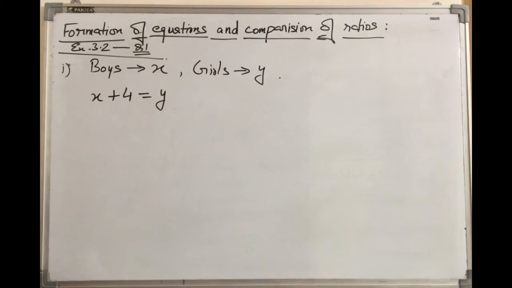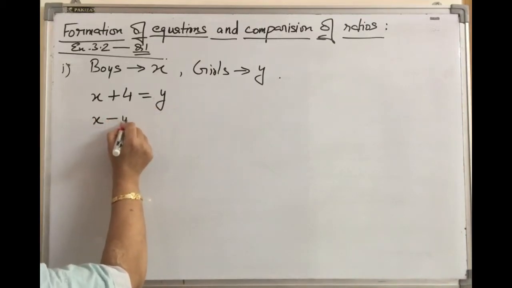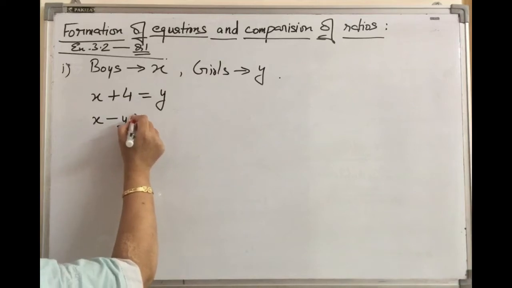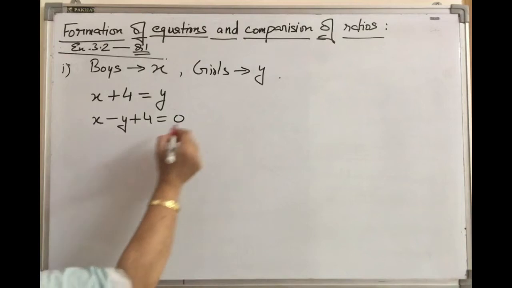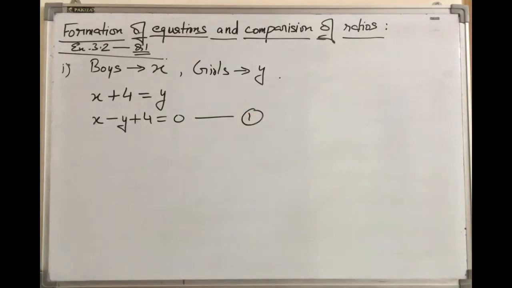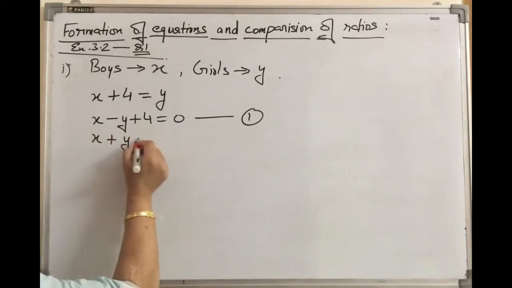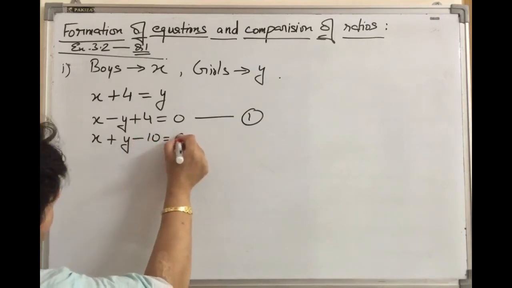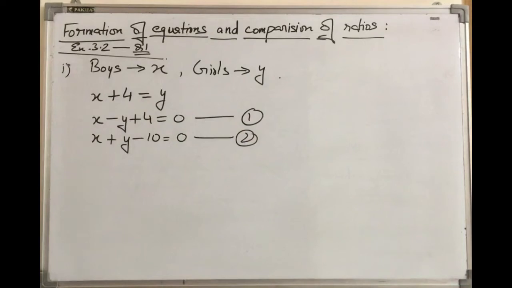So this is your first equation. Now if you rearrange the terms and bring the y term to the left, x minus y plus 4 equal to 0. This is your equation number 1. Second equation: 10 students participated in the mathematics quiz. So that means the number of girls plus the number of boys is equal to 10. I am taking 10 to the left hand side. So this is the second equation. Am I clear with the two equations?